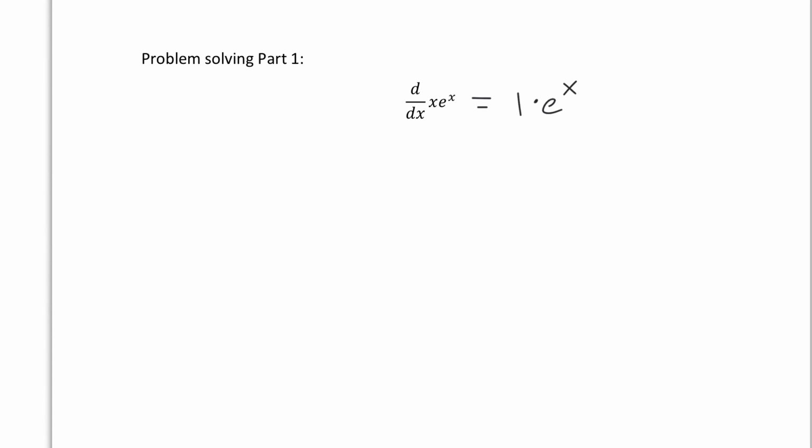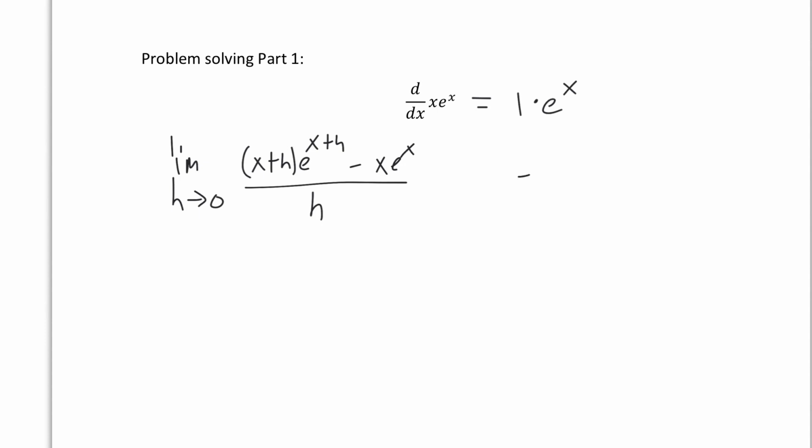So go ahead and look at these steps. Maybe write out your definition of the limit just to help get you started. We'd have the limit as h approaches 0 of (x plus h) e to the x plus h, minus x e to the x, over h. And you'd go ahead and expand and collect some terms. You might need the fact that e is equal to the limit as h approaches 0 of (1 plus h) to the 1 over h. And see what you come up with.